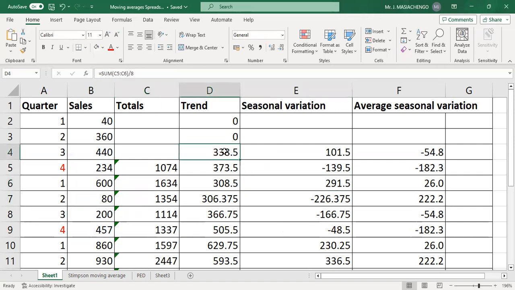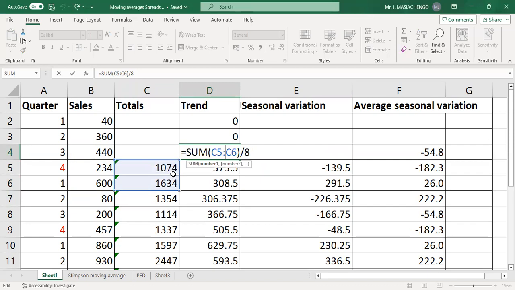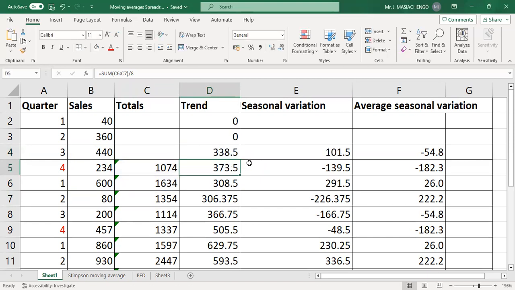Then for us to get this figure, the normal way without the shortcut, you add these 2, 1074 plus 1634. You divide the answer by 8. Or we use the faster one, which says this is the current cell. You multiply this one by 2, multiply this one by 2, below that, multiply by 2, then just add 600. Then you also add 40 without multiplying by 2. I hope you managed to get all these figures.